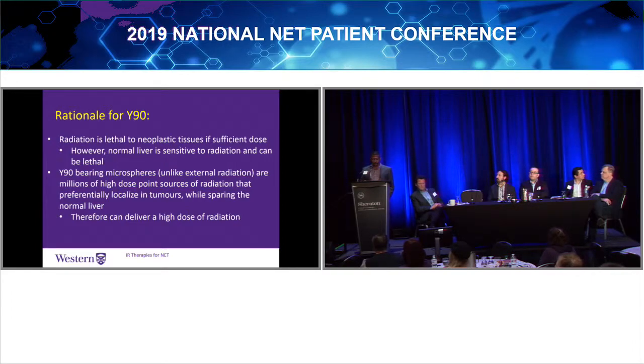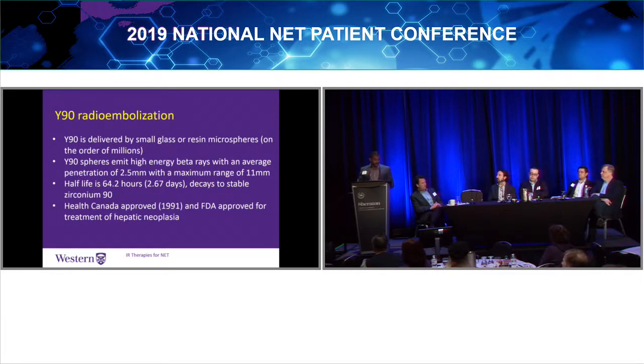So what is Y90? Y90 is a therapy where we basically deliver radiation to tumors. And why would we want to do that? Well, we know that radiation can be very lethal to cancer cells if you deliver it in a sufficient dose, okay? And the Y90 technology is these very tiny, either glass or resin spheres that have Y90 either impregnated into them or on the surface, and it'll go inside the tumor blood supply, sit in the tumor, and emit a very high point source of radiation, okay? And ideally, because the tumors tend to be vascular, it will localize within tumors and spare the normal liver. And therefore, you can really deliver a high dose of radiation.